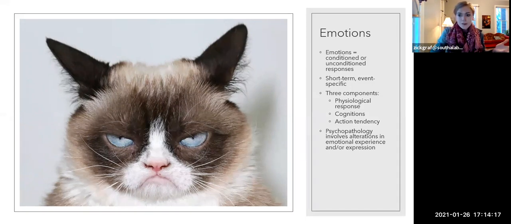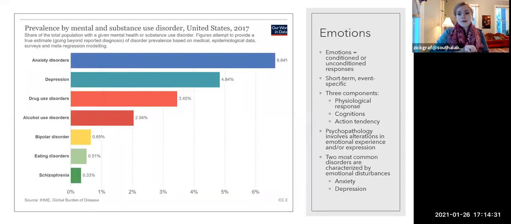Psychopathology, as we've talked about, involves prolonged alterations in an individual's emotional experience. So in the types of emotions they are more likely to have, or their emotional expression, so the way that they express their emotions. So emotions are extremely relevant to psychopathology. Obviously, most forms of psychopathology involve alterations in emotion in some way or another.